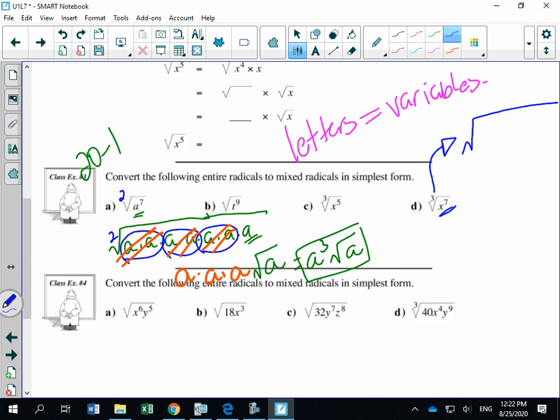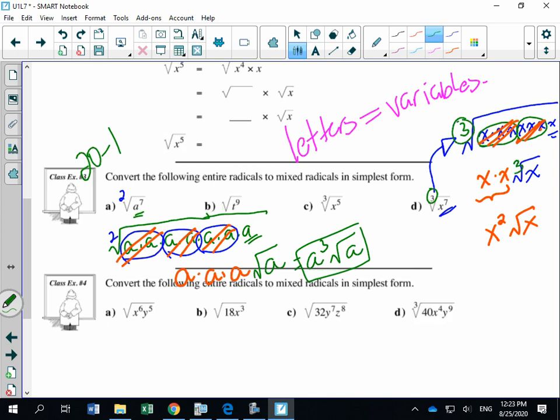X to the power of 7 is x 7 times: 1, 2, 3, 4, 5, 6, 7. My index is a 3. The index tells me groups of 3 I need to circle. For every group of 3, I only ever take out 1. What's remaining must stay under my radical sign, and it's an x. Now, some of you will want to say, okay, I know that x times x is x squared, and you're right, root x. You would be wrong. What am I missing? If this is a 3, I gotta put a 3 there, and a 3 there. So it'd be x squared times the third root of x.